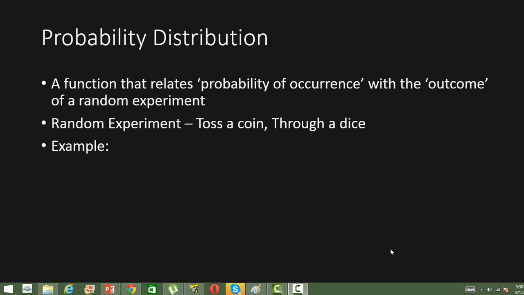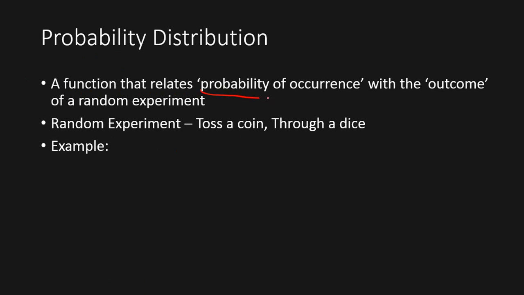In this video, I'm going to introduce to you what is probability distribution. Probability distribution is nothing but a function that relates the probability of occurrence with the outcome of a random experiment. So we are talking about two things here. One is probability of occurrence and the outcome. This is related to a random experiment. So what is the random experiment that we're talking about?